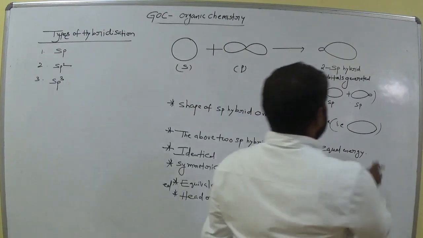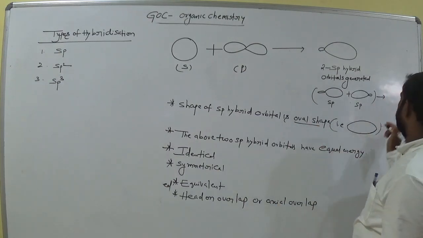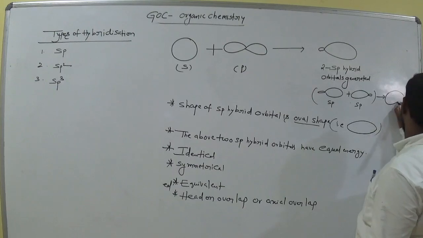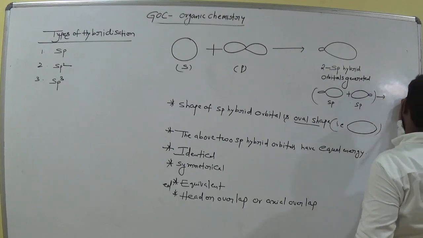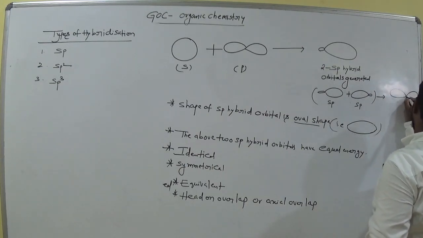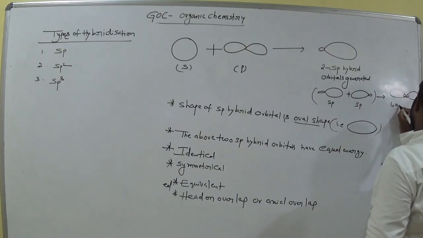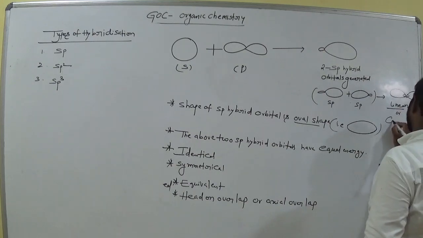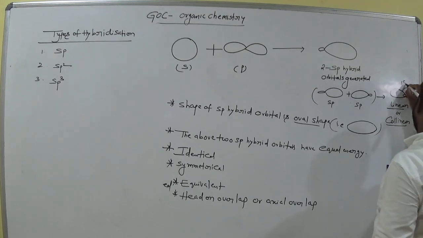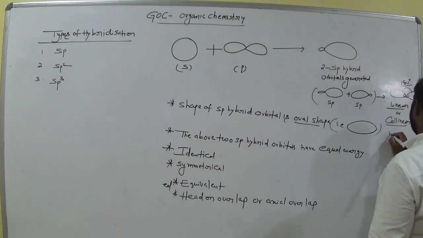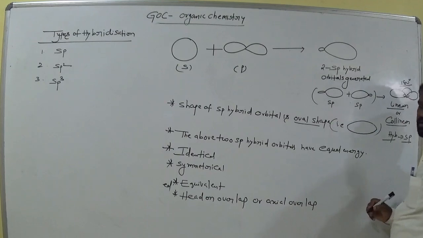So now, how these two are oriented or arranged in a linear manner, we already discussed before. These two are arranged like this. This manner is linear or collinear, am I right? Collinear. Bond angle how much here? 180 degrees. Hybridization how much? We represent it as sp hybridization. Remember this.